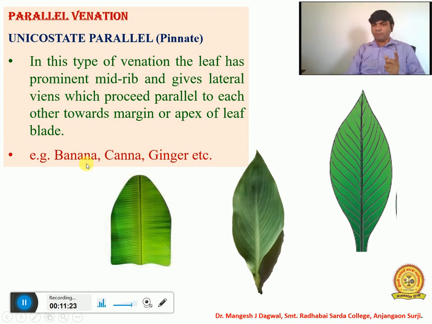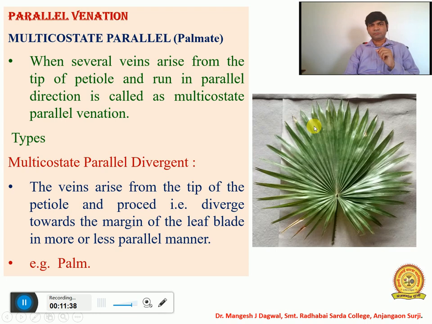This occurs in the case of banana. This is the leaf of banana. This is the leaf of canna, in which we can see a number of lateral veins formed, but these do not intersect with each other and do not form a reticulate-like structure.